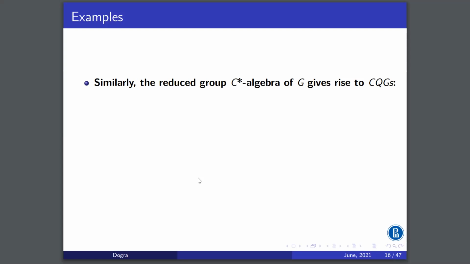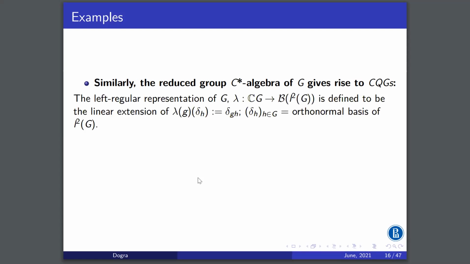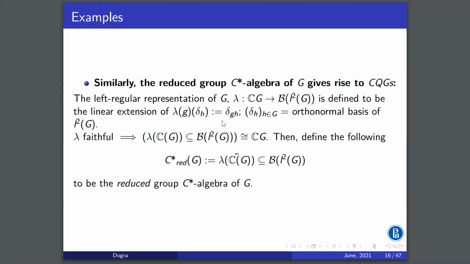Similarly, we can do the same with the reduced group C-star algebras, and that will also give us compact quantum groups. First of all, we consider the left regular representation of G, lambda, and it takes C[G] to the space of bounded linear operators of the little L2 space. It is defined in terms of the orthonormal basis of the little L2 space of G. Now, the faithfulness of this representation lambda implies that the image of the group algebra of G under this representation is isomorphic to the group star algebra.